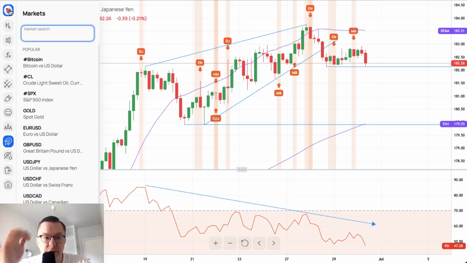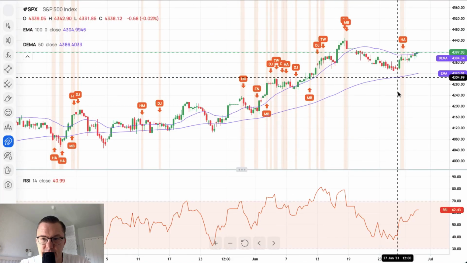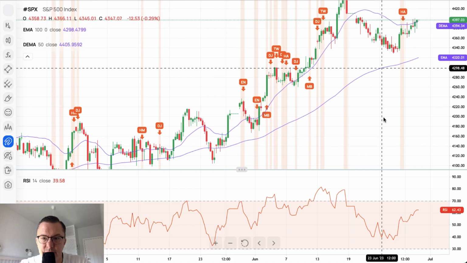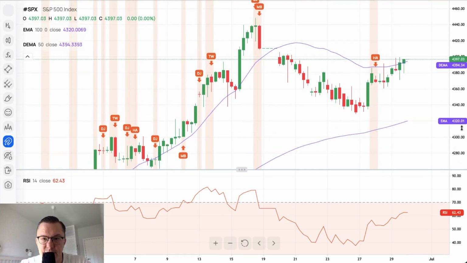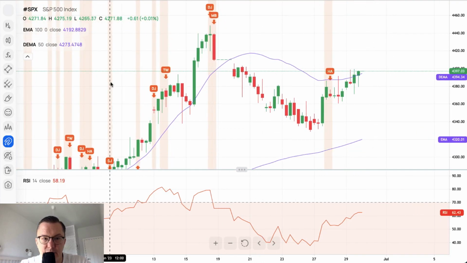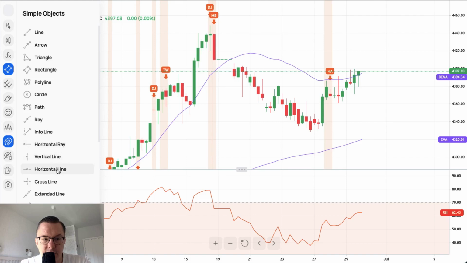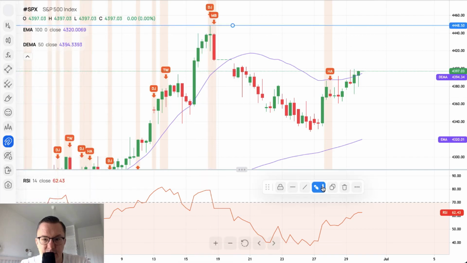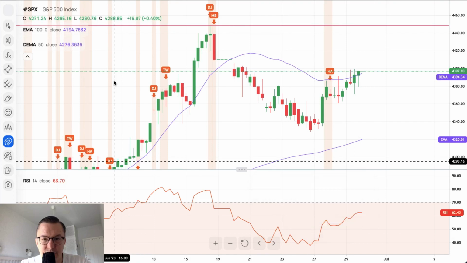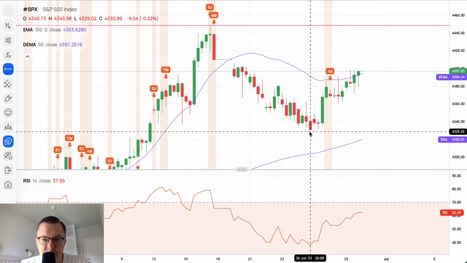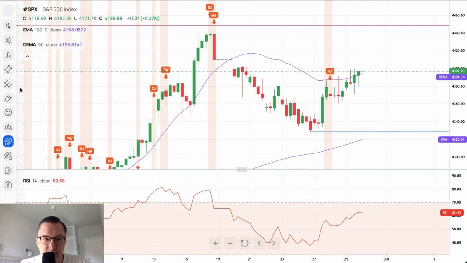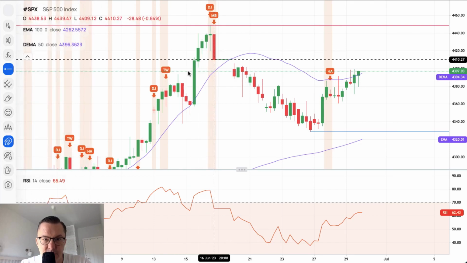The other markets which are important to keep an eye on today are, of course, the S&P 500, and as you can see, the S&P 500 is bouncing strongly to the upside. So let's take a look at the current situation of the S&P 500. What we have here is obviously the swing high and the technical resistance located at 4,448, and a local low which will act as a technical support at 4,329.